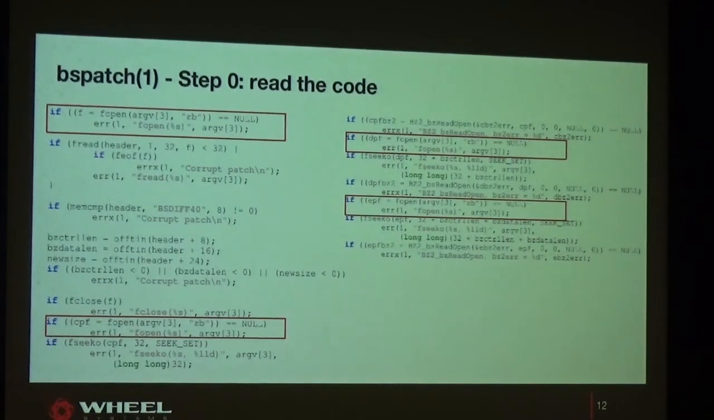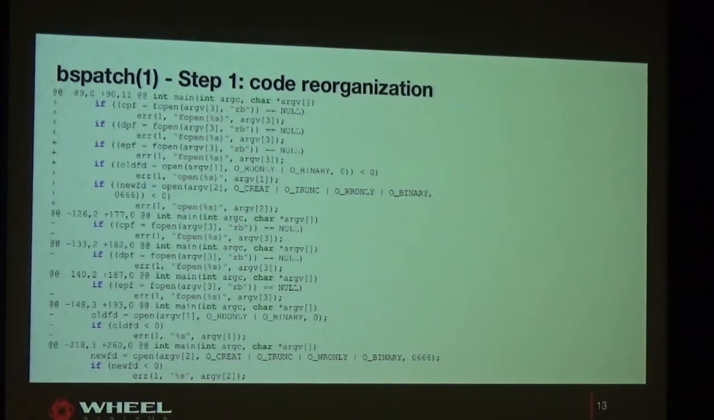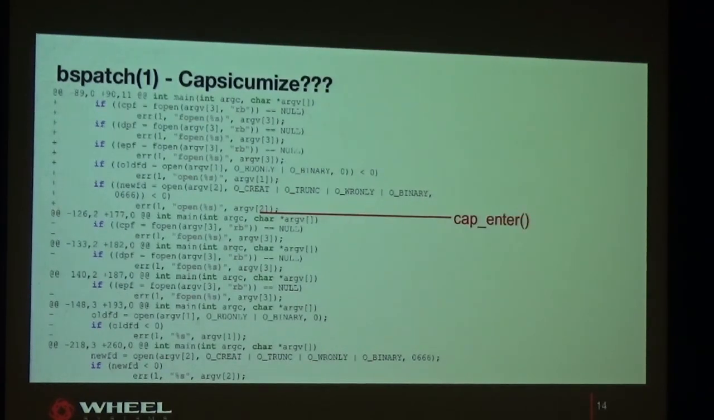So Alan moved all of the opens just before entering the capability mode. His patch was very simple: move all the opening of files before entering capability mode, and this enter is basically like a barrier. Like after this, it's done. You cannot do anything more with any global namespace. So basically we could put cap enter here and we are done, sandbox is done.